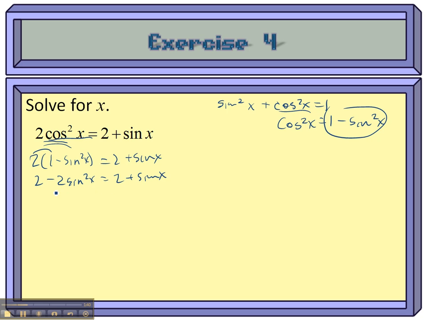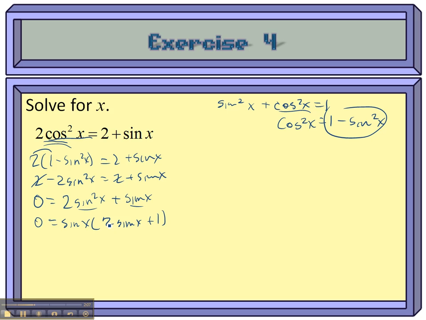I can subtract 2's from both sides, they disappear. And to make our squared term positive, just add it over here to that side. So 0 equals 2 sine squared x plus sine x. Now notice that they both have a factor of sine x, so we can factor it out. What's left behind is 2 sine x plus 1.